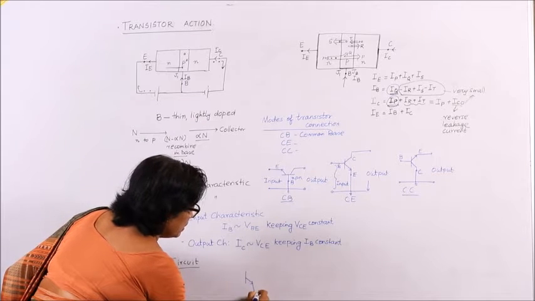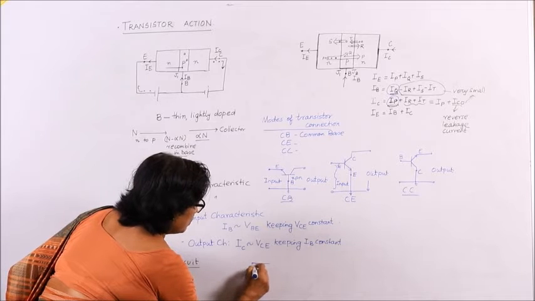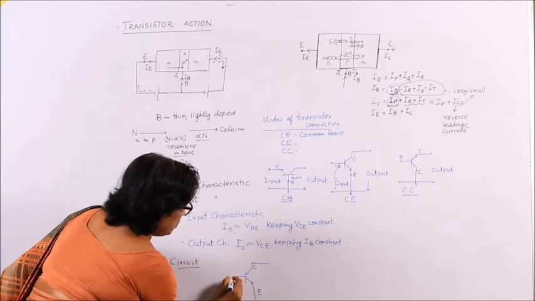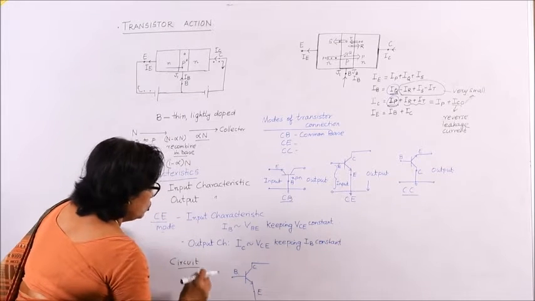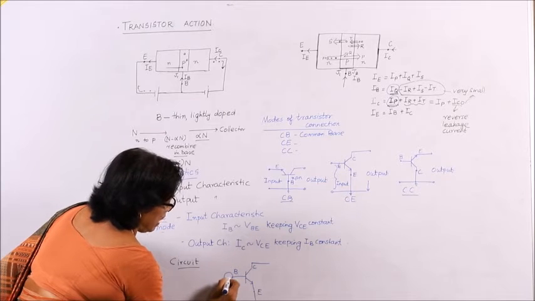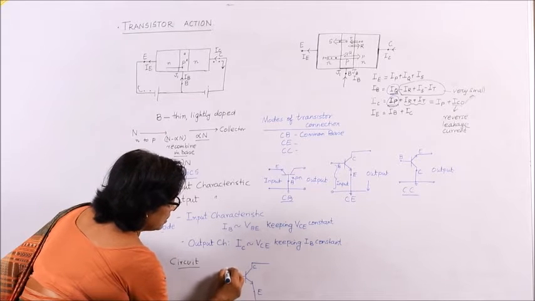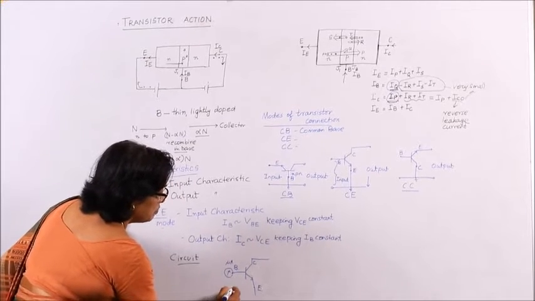So, my emitter is here and collector is here on this side. This is my base. So, I want to measure the base current. So, I must connect a milliammeter or microammeter here to measure the base current.